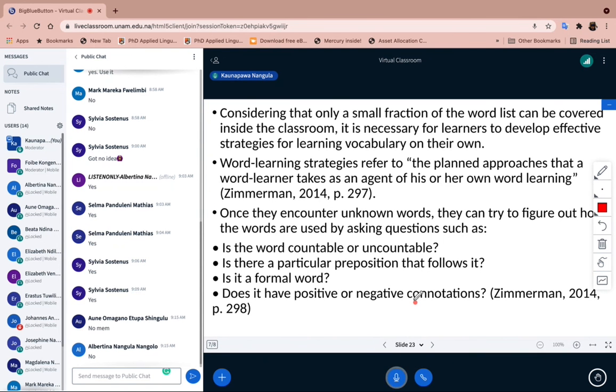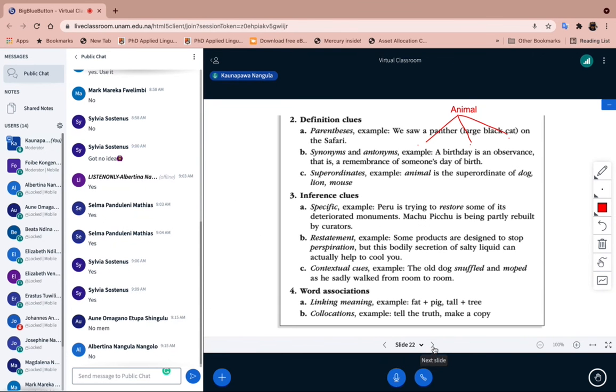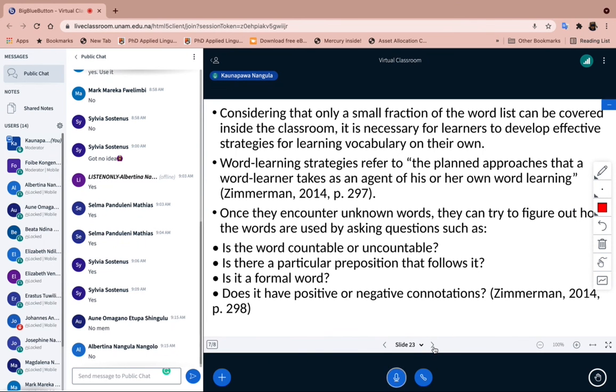Considering that only a small fraction of the word list can be covered inside the classroom, it's necessary for learners to develop effective strategies for learning vocabulary on their own. So why did we look at these strategies here? Because they are very necessary and important for them to build vocabulary on their own outside the classroom.